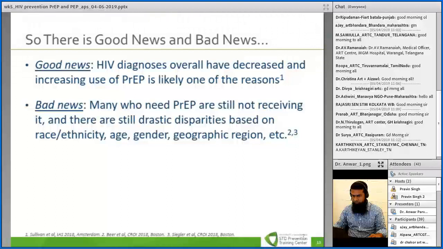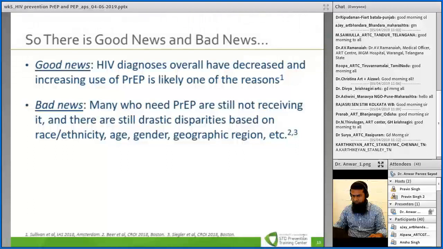HIV diagnoses overall have decreased, and increasing use of PrEP is likely to be one of the reasons. One reason for the increase in ART treatment may be an increase in testing, but as far as the number of diagnoses is concerned, it has overall gone down. That is what happened in the US. But the bad news is many who need PrEP are still not receiving it. So there again, availability and accessibility of the treatment may be an issue, which is true here as well.